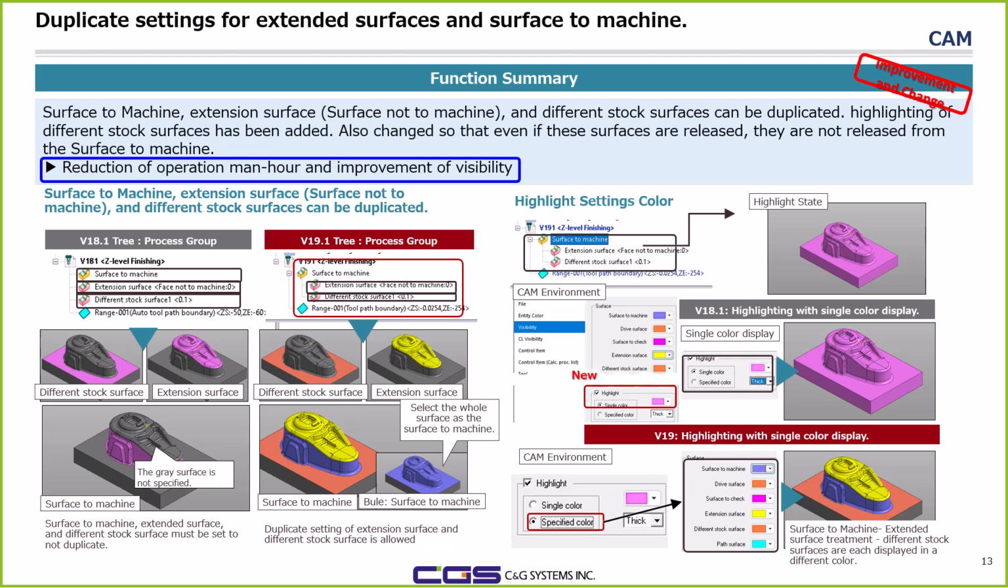So for surface to machine, your extension surfaces and different stock surfaces can be duplicated now, and they are also able to be highlighted as different colors. You can have it all as the same color, or you can have them separated by color so it's easy to identify which ones are different stock surface, which ones are just face not to machine, and so on. Also, the shape setting can now be set as weight. Yes, and then there's just this single color display.